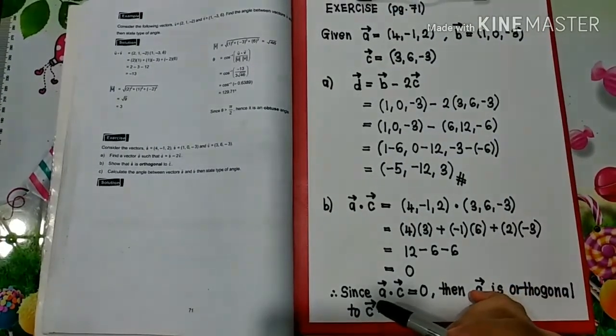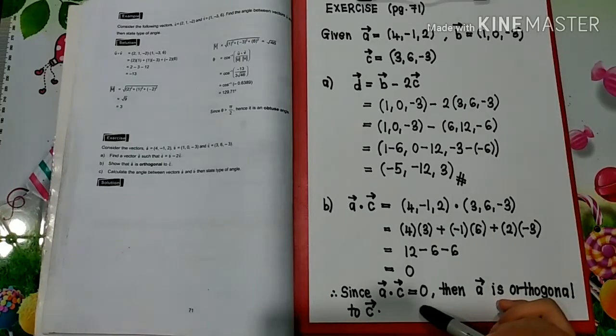Then we can conclude that since the dot product between vectors A and C is equal to 0, vector A is orthogonal to C. Remember, when you want to show two vectors are orthogonal, you use the dot product. If you get 0, it means that the two vectors are orthogonal, or sometimes we call it perpendicular, or we can also call it normal. That's how we solve for A and B.